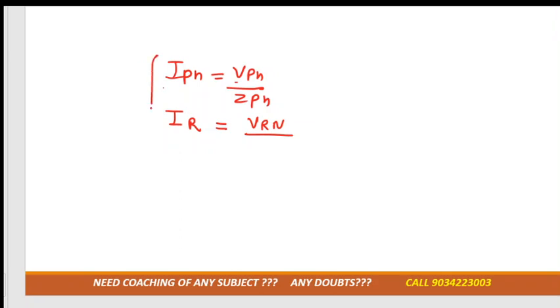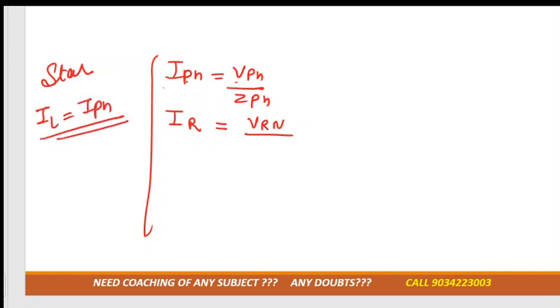Now next we need to calculate current. That is IPH is equal to VPH divided by ZPH. So first we'll write down IR. If I'm writing IR for the phase current, then VPH is VRN divided by Z. In a star connection, I told you line current is equal to phase current. That's why I have written this formula. So VRN divided by ZPH. ZPH is how much? 8 plus J6.